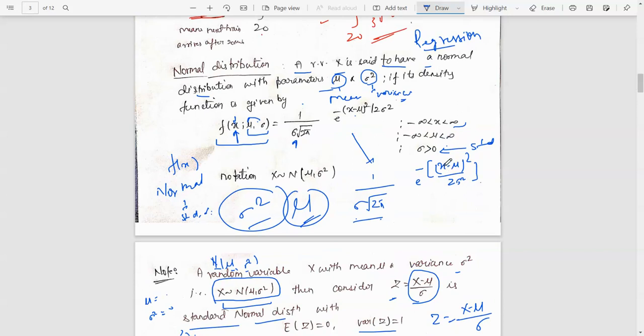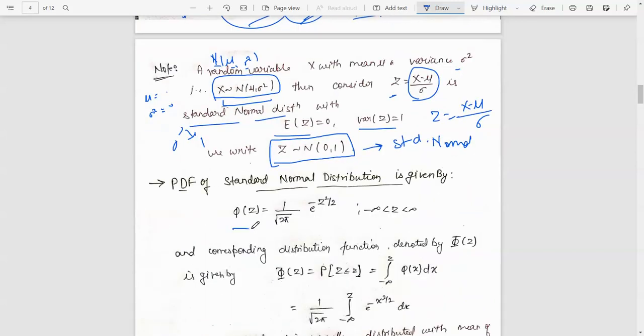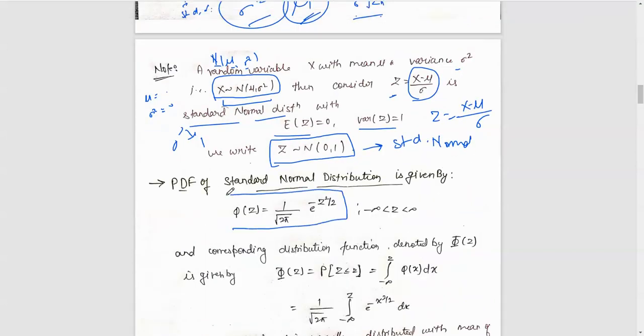So you can see that in this particular thing, if you just represent it by z, it will be z square by 2, and this will be 1 upon root 2 pi. So the probability density function of any standard normal distribution is 1 by under root 2 pi e to the power minus z square by 2.